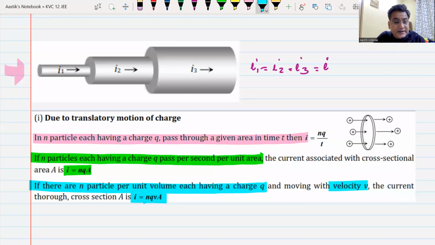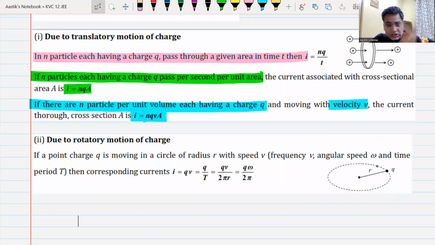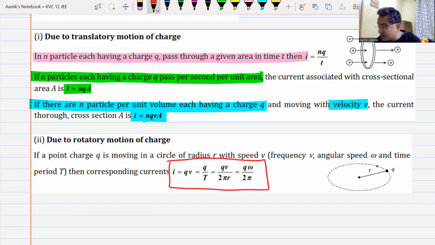Now many a time you will come across a charge moving in a circular path. I've seen a lot of questions based on this. If a charge is moving in a circular path, how do you find the equivalent current? You can do it in various ways. You can write I as q multiplied by the frequency, or you can write I as q divided by the time period of revolution. I hope you understand this.